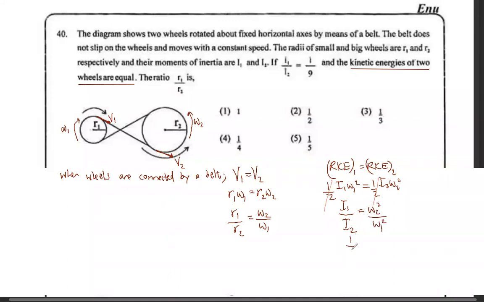I1 over I2 is 1 over 9. It's given in the question. And this is going to be omega 2 squared over omega 1 squared. Therefore, omega 2 over omega 1 is equal to 1 over 3. So R1 over R2 is also equal to 1 over 3. And third is the answer. How many of you got third? Remember, whenever the question involves a belt or a chain, take the tangential speeds to be equal, then continue.